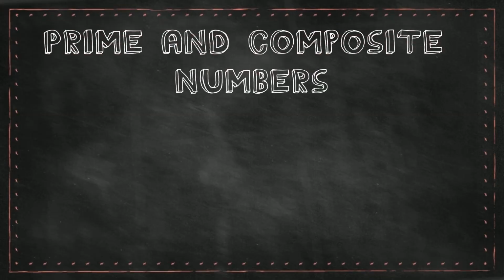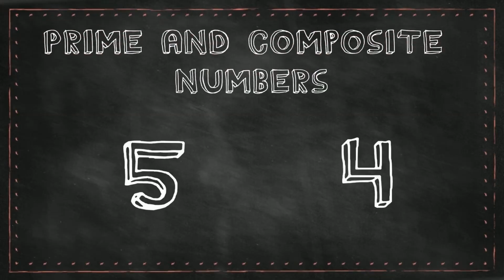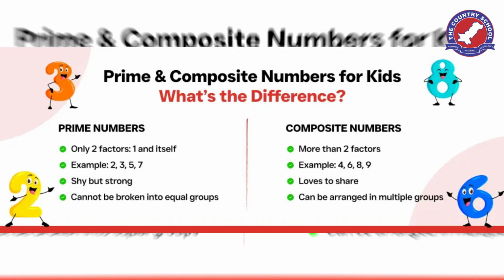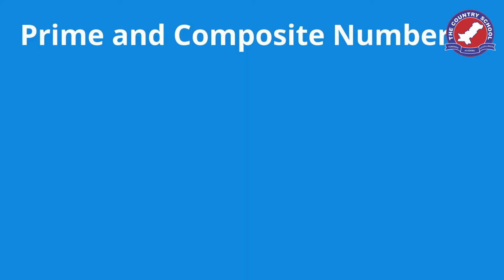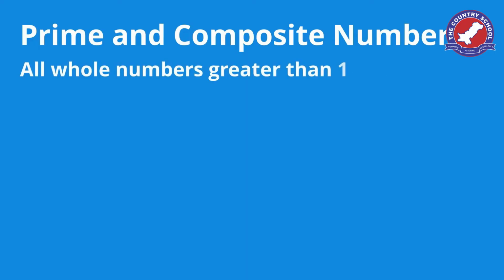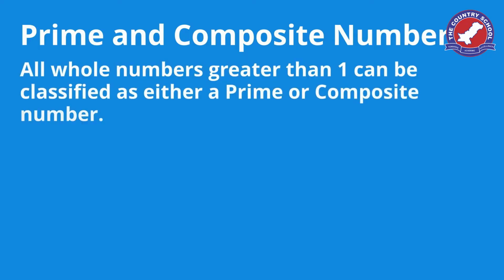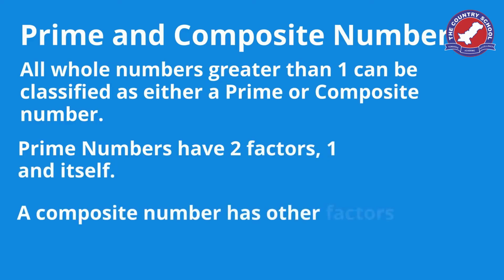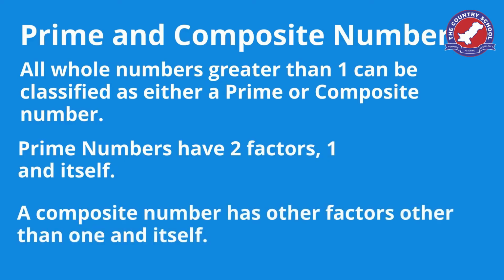If you take a look at the numbers 5 and 4, which number is prime and which number is composite? Let's begin by looking at the rules for prime and composite numbers. All whole numbers greater than 1 can be classified as either prime or composite numbers. Prime numbers only have 2 factors, 1 and itself. A composite number has other factors other than 1 and itself.